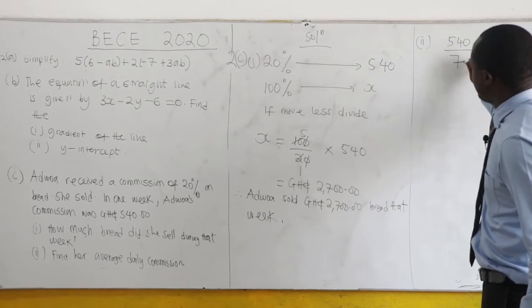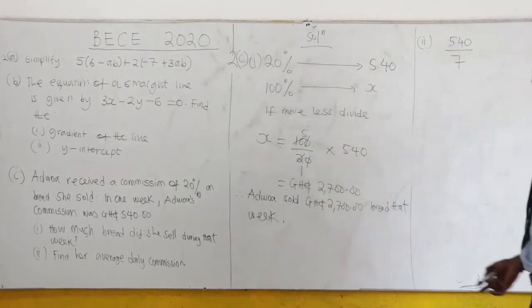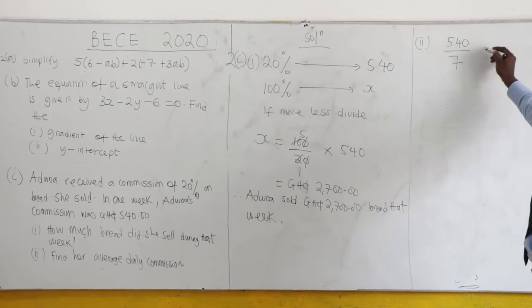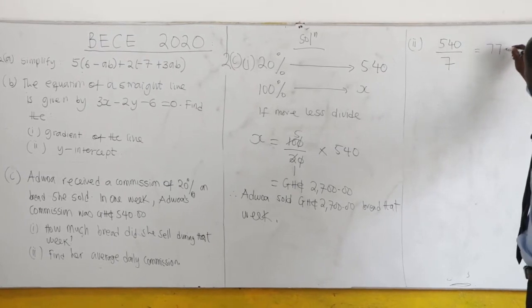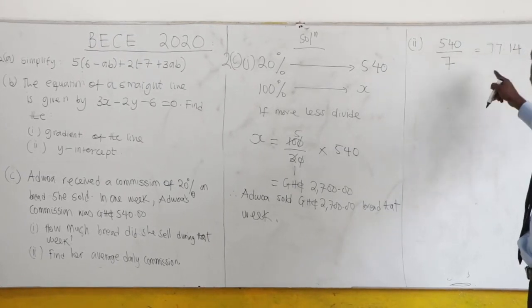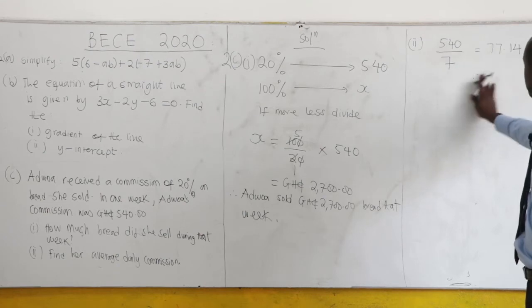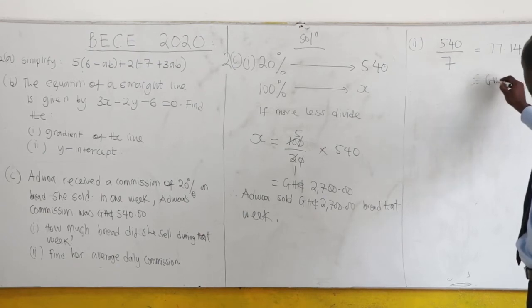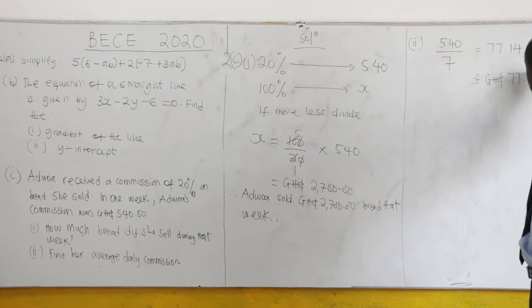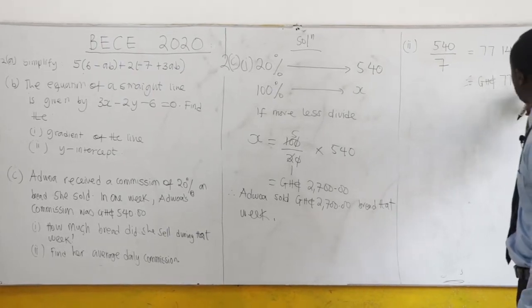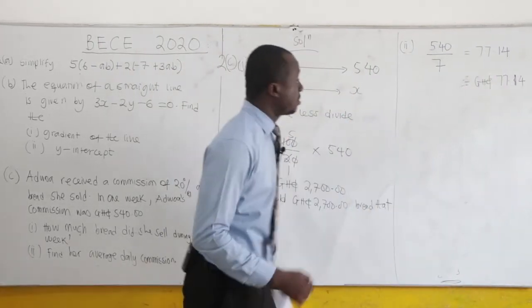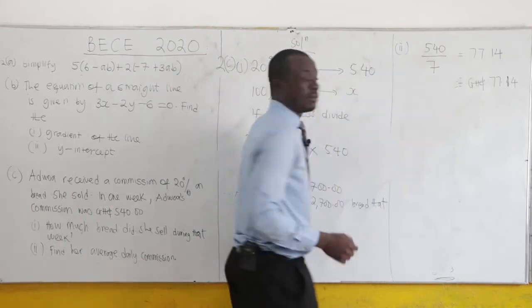divided by 7. And this, when you do this, what are we going to get? This is what? 77.14. So we shouldn't forget we have to bring our currency. That's 77.14 because it is currency. Now let's see, how did you get 77.14?